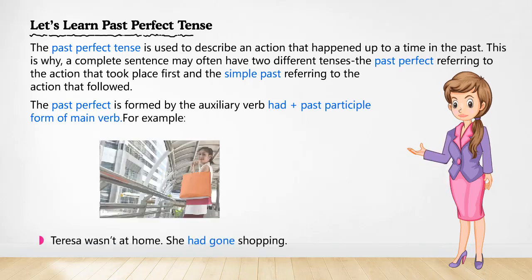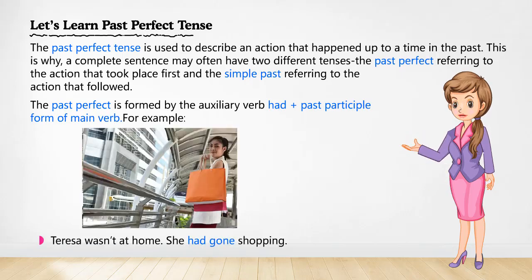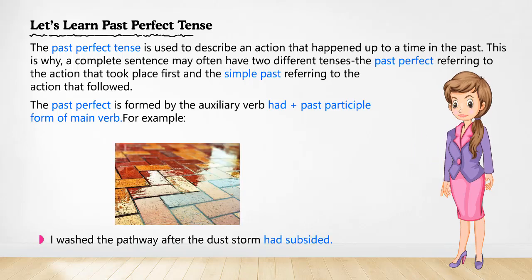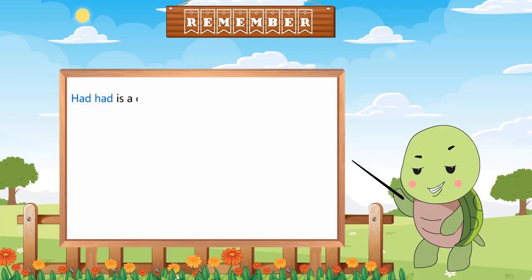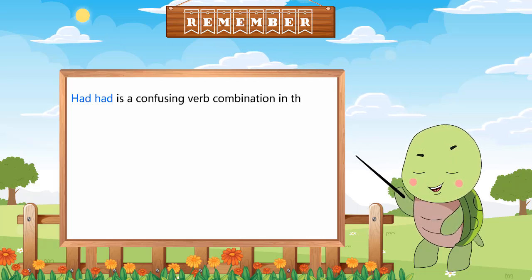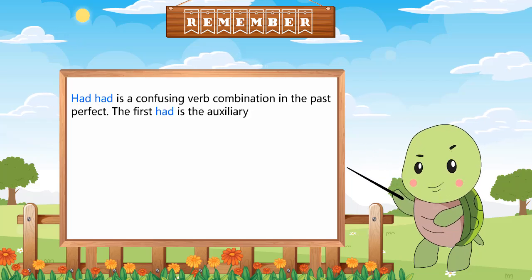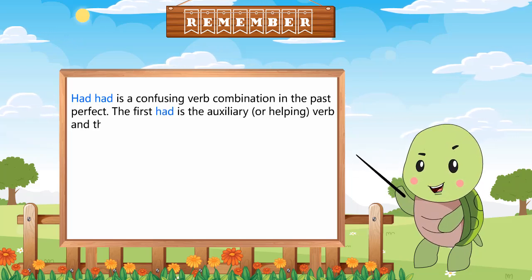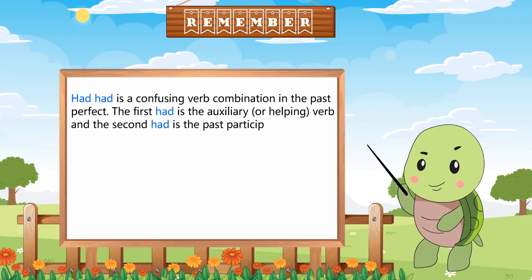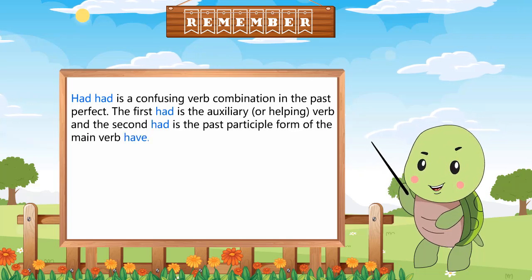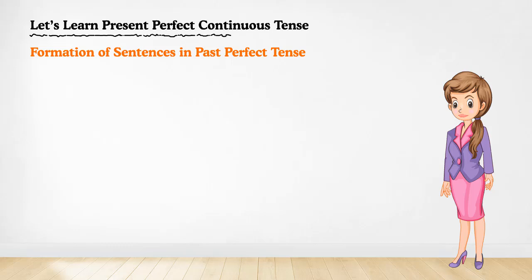For example, Teresa wasn't at home. She had gone shopping. I watched the pathway after the dust storm had subsided. Remember, had is a confusing verb combination in the past perfect. The first had is the auxiliary or helping verb, and the second had is the past participle form of the main verb have. Formation of sentences in past perfect tense.